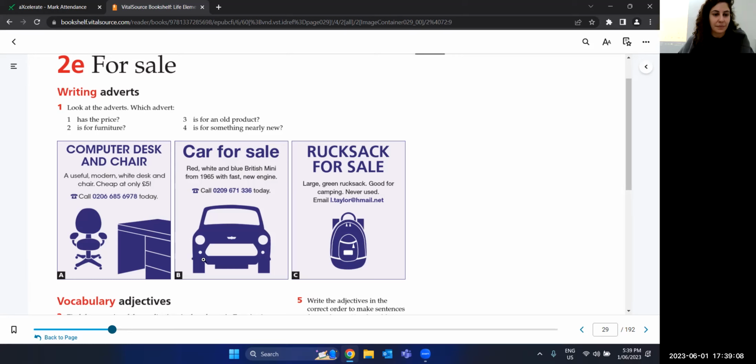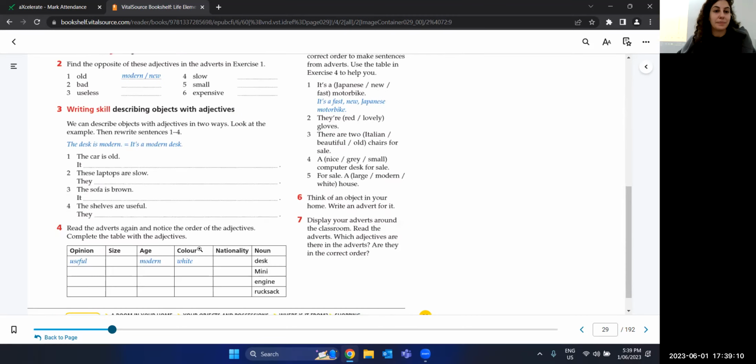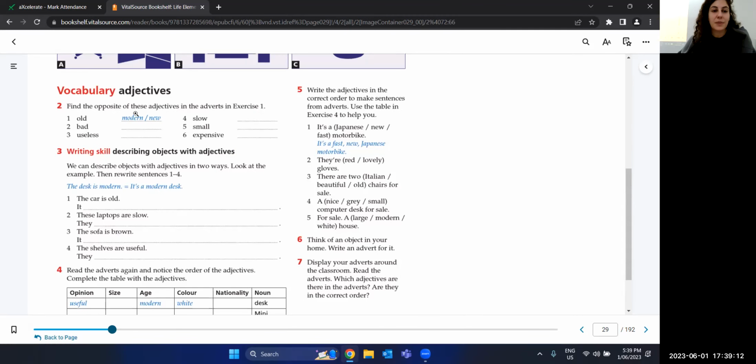So yeah. Okay, vocab. So find the opposite of these adjectives. So remember, we have a noun. For example, book, car, telephone, house. And we want to describe what it looks like. So we have adjectives. That's what it means. So what does the car look like?